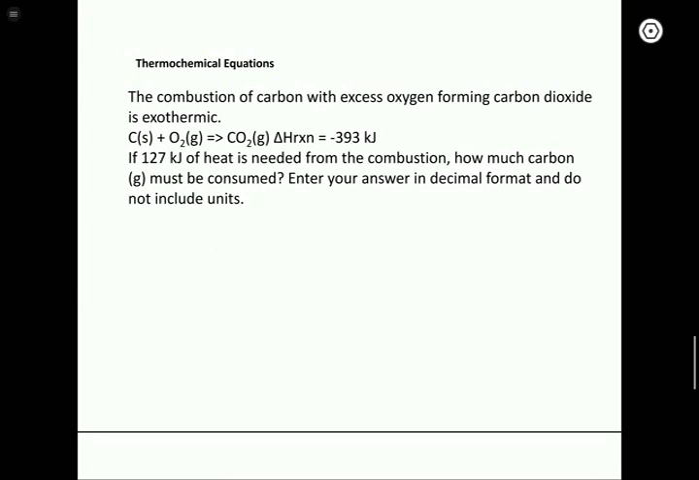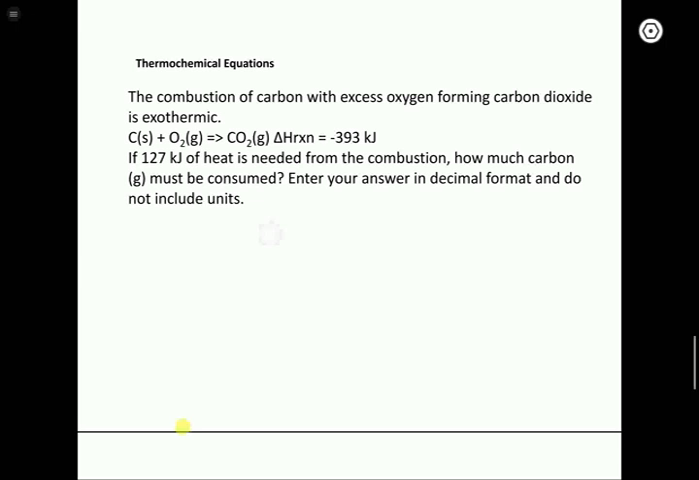Alright, so then this problem here is one I didn't really cover in class, partly because of time, partly because your book doesn't go over it, but this is what's called a thermochemical equation, and what we're doing in this problem is using delta H as sort of a stoichiometric conversion factor, something we haven't seen yet. So we're given the heat of combustion for carbon plus oxygen to make CO2, simple 1-to-1-to-1 reaction, and this delta H is minus 393 kilojoules. And we want to know if 127 kilojoules of heat is needed, how much carbon must be consumed.